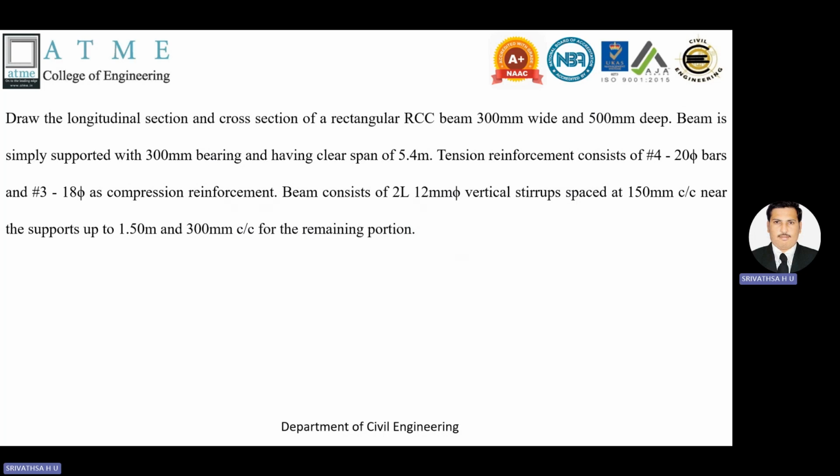Draw the longitudinal section and cross section of a rectangular RCC beam 300 mm wide and 500 mm deep. The beam is simply supported with 300 mm bearing and has a clear span of 5.4 meters. Tension reinforcement consists of 4 numbers of 20 mm dia bars and 3 of 18 mm dia bars as compression reinforcement. The beam consists of 2-legged 12 mm dia bars as vertical stirrups spaced at 150 mm center to center near the face of the support up to a length of 1.5 meters and 300 mm center to center for the remaining portion.